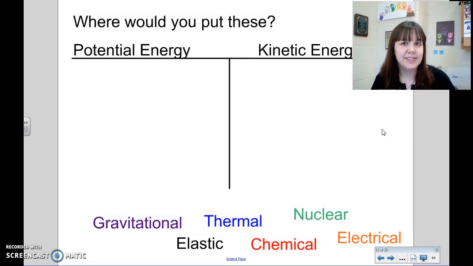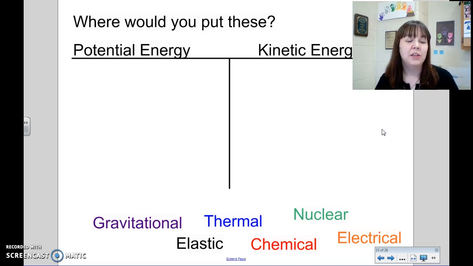So try this, and again tomorrow we'll come back together and see if you are right. But I have 6 different types of energy. And how would you classify these? Would they be potential energy or kinetic energy? Think about whether something in this is moving or if it's just stored. Okay, stored energy is potential, moving energy is kinetic. So gravitational, thermal, elastic, chemical, nuclear, and electrical. How would you classify these, as moving energy or as potential stored energy? So make your best guess. It's okay if you're wrong. We'll talk about it tomorrow.